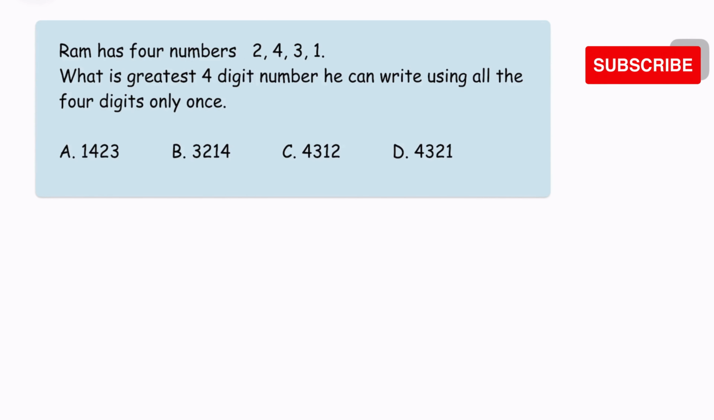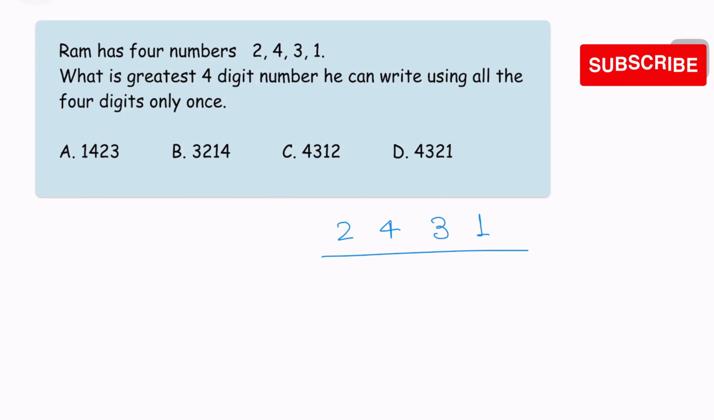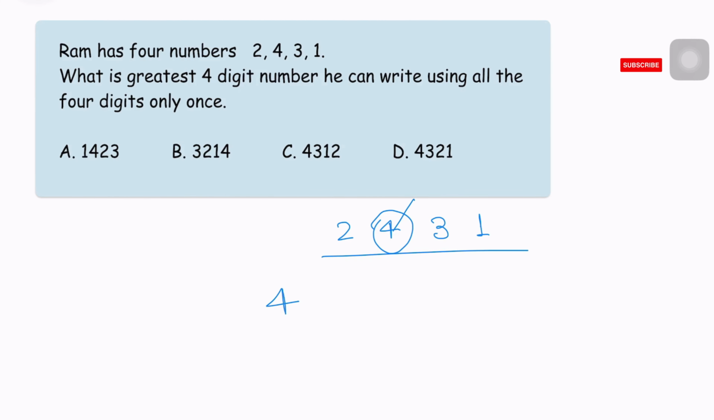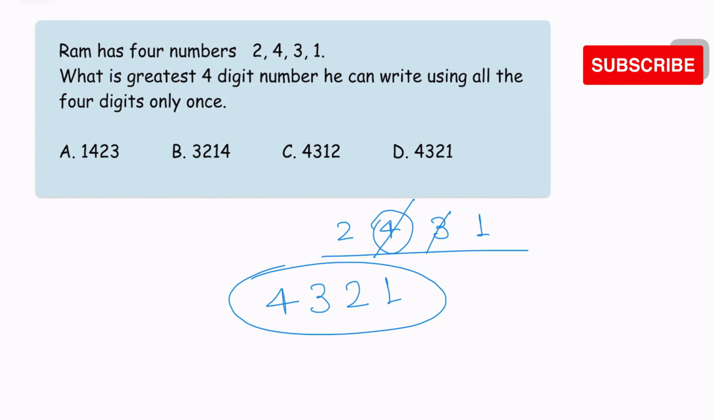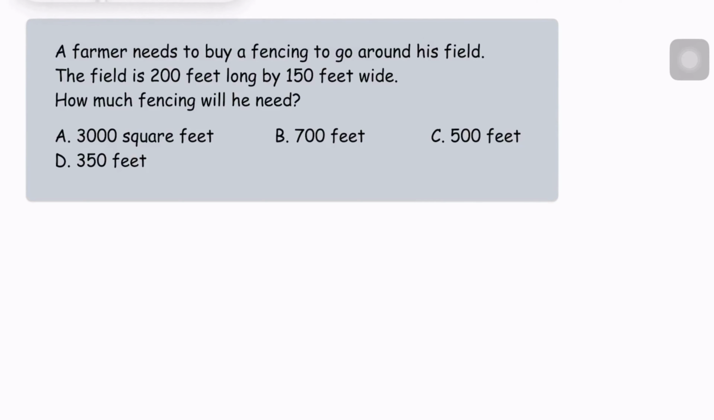Let's try to do it this way. So he has 4 digits 2 4 3 and 1. If you want to create a greatest number, then you should use the greatest digit first, right? So we will use 4 first and strike off as you have used. Then the next digit, the greatest digit among these 3 left, is 3. Then the next greatest number which is left is 2, and then we are left with 1. So 4321 is the greatest 4-digit number which Ram can create. So option number D is the right answer.